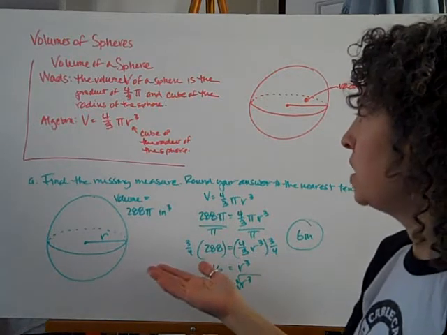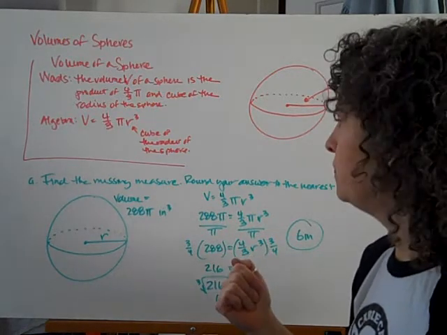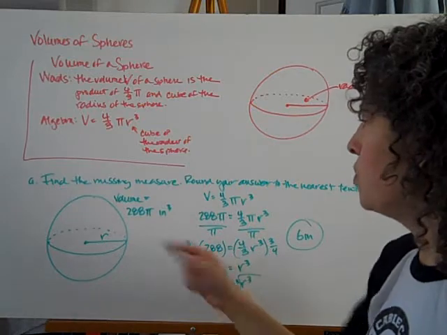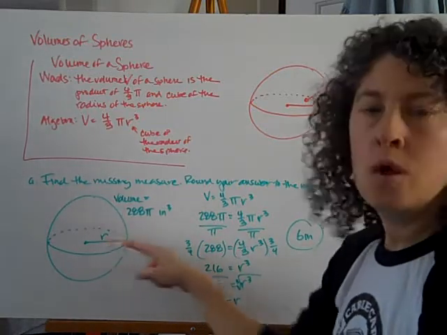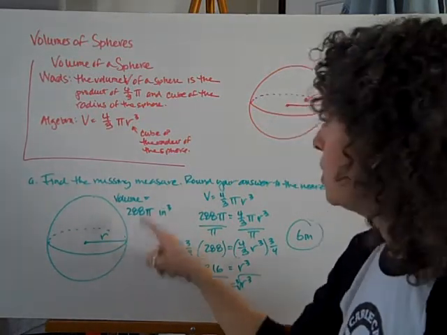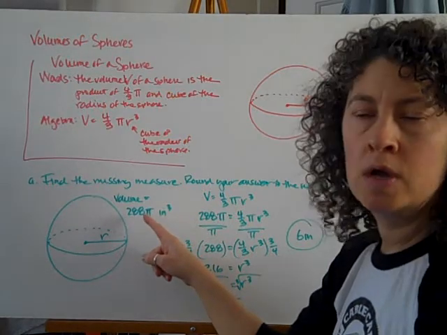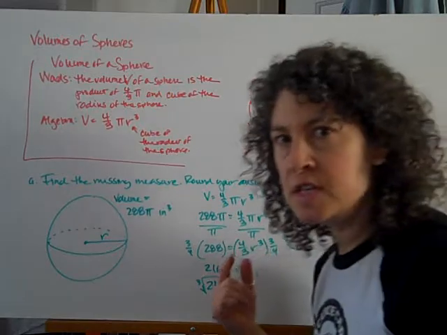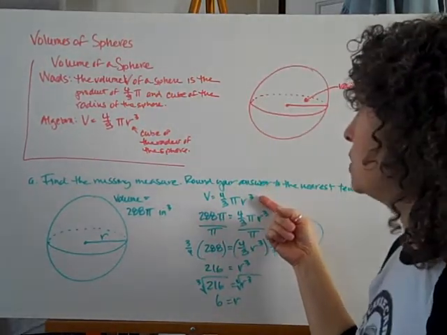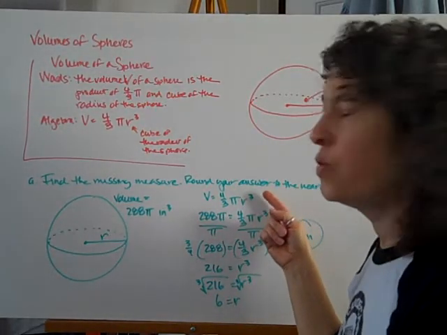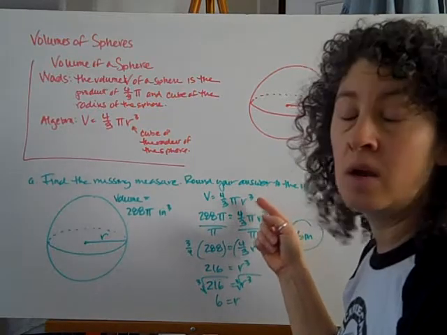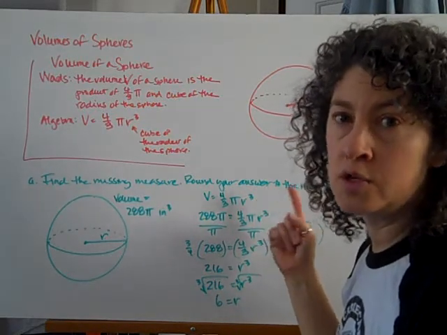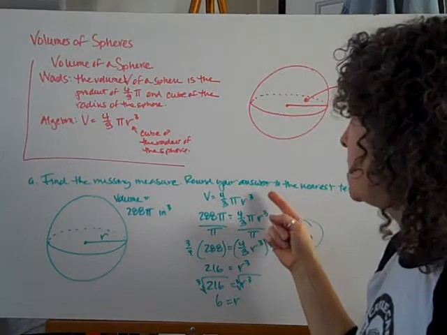So let's start out by finding the missing measure. We have this sphere here, and we're looking for the radius. They've given us a volume of 288 pi inches cubed. We're going to start with our formula: volume equals 4/3 pi r cubed. And again, all those formulas are on your MCAS reference sheet. You can look for those there.